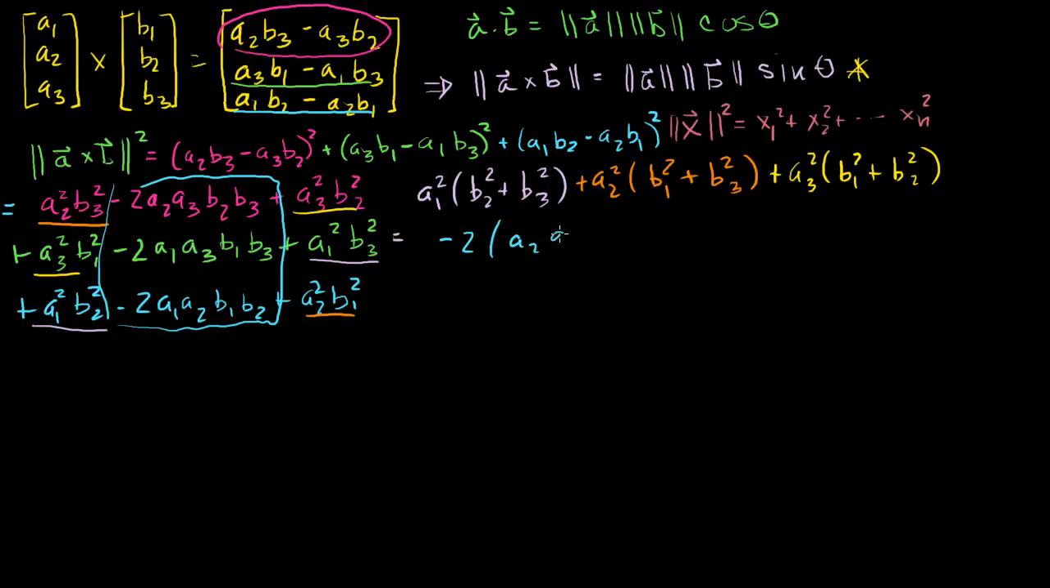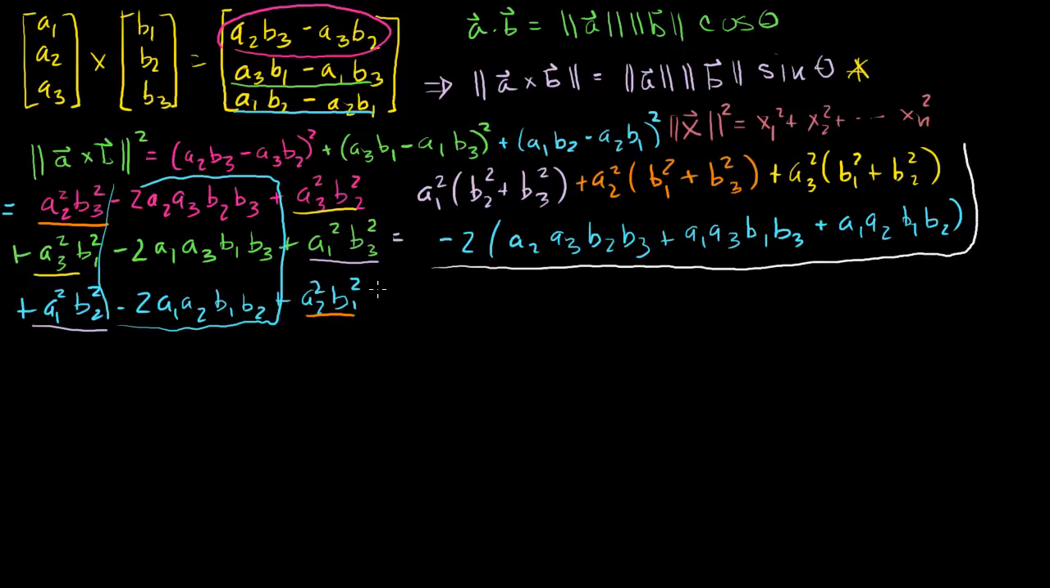So it's a2, a3, b2, b3 plus a1, a3, b1, b3 plus a1, a2, b1, b2. There you go. Now let's put this aside for a little bit. We'll let that equation rest for a little while. And remember, this is just an expansion of the length of a cross b squared. That's all this is. So just remember that.